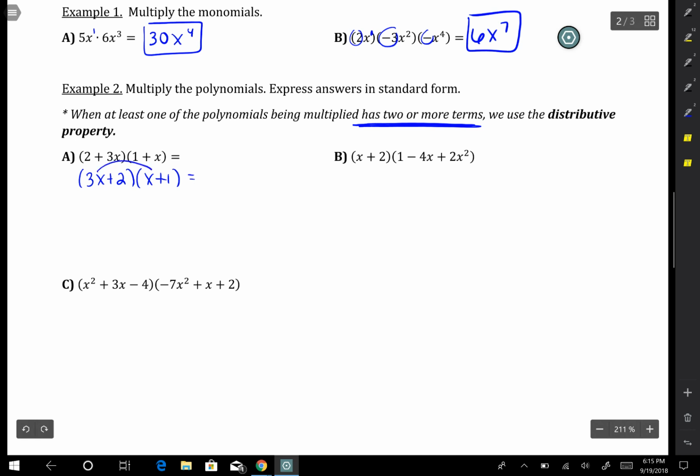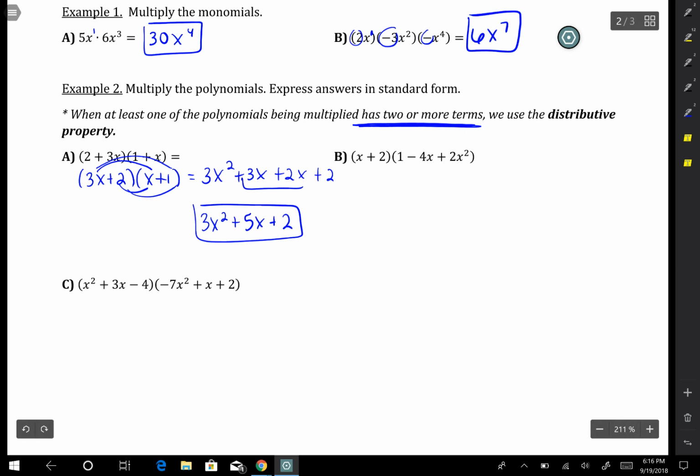And so I'm going to have 3x times x, 3x squared, 3x times 1, 3x, 2 times x, 2x, and 2 times 1 is 2. And combine your like terms. 3x squared plus 5x plus 2. Moving on to B, I'm multiplying a binomial times a trinomial, but I also want to put these in standard form. x plus 2 is good, but I'm going to write the second one as 2x squared minus 4x plus 1. If we start with standard form, it's easy to end in standard form.